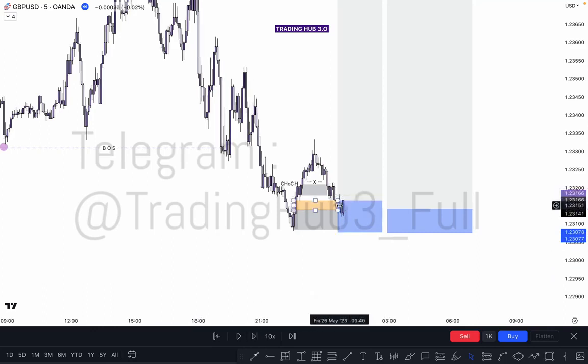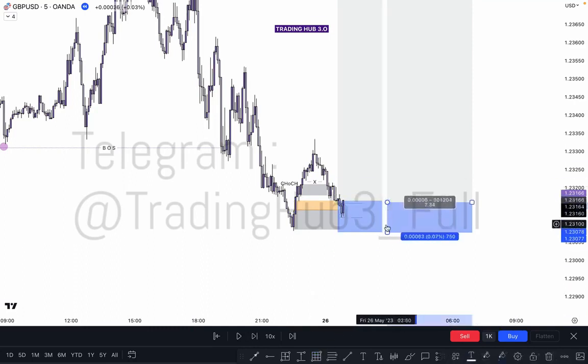Market taps here, creates a single candle order block, and in this case this becomes our POI right here. Okay, if you are willing to buy here, then you have to put the stop loss similar here, and if you want to reduce more, then you can put it just below it.